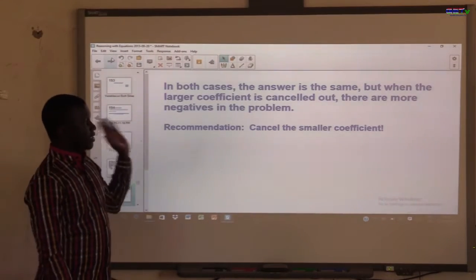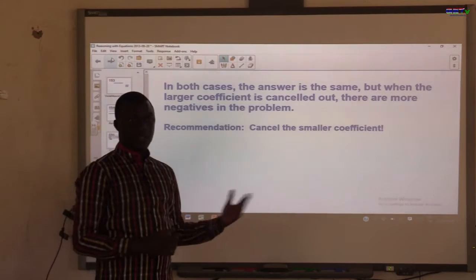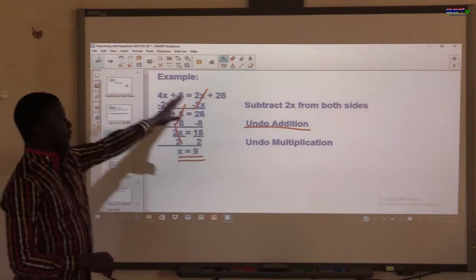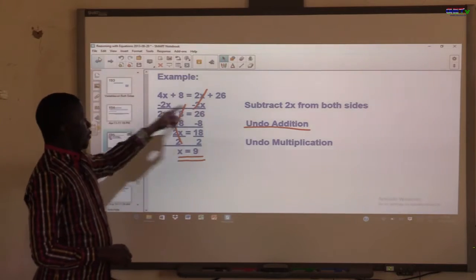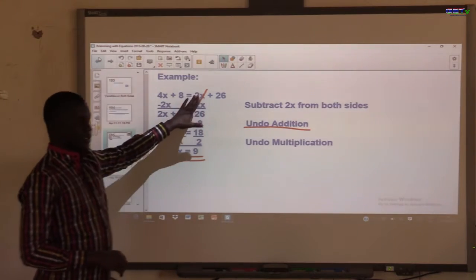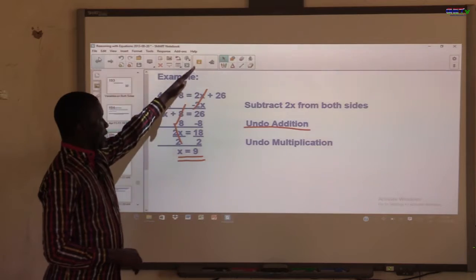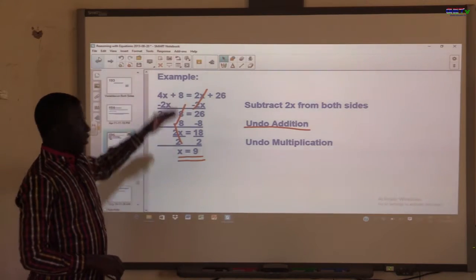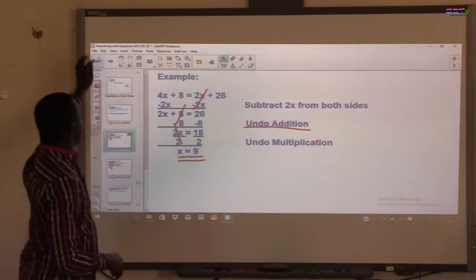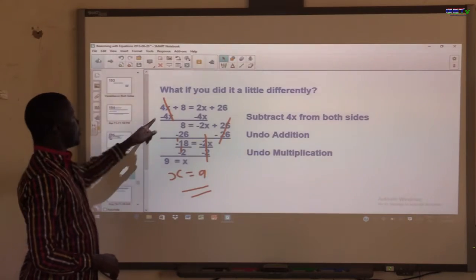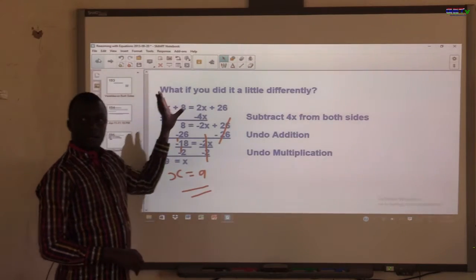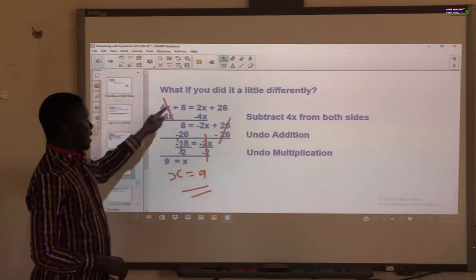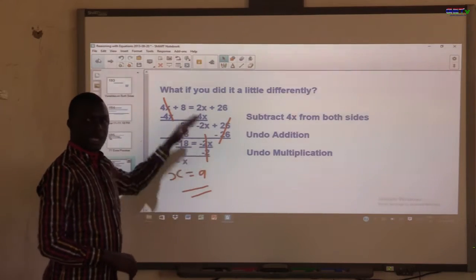In both previous cases, the answer is the same, as we can see. We have x equals 9. Let's get back to the first one here. When we undo the 2x, we can see our work is very simple. We do not have negative numbers. But when we first undo the larger variable coefficient, it seems that we have various negative numbers as we go along to the answer.